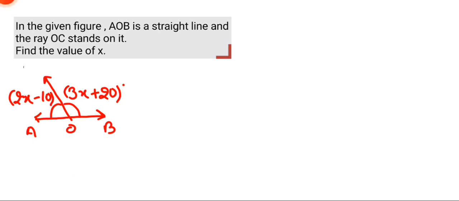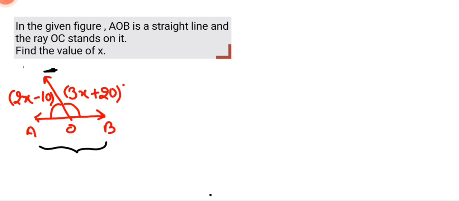Now, students, this is the second question. Here it says that in the given figure AOB is a straight line, and this ray OC stands on it. From here we have to find the value of x. We know that the sum of a linear pair of angles is equal to 180 degrees.